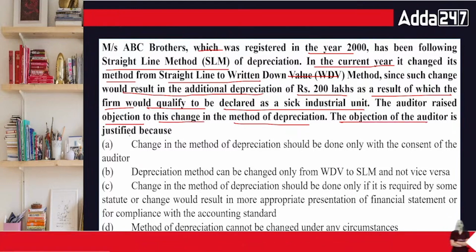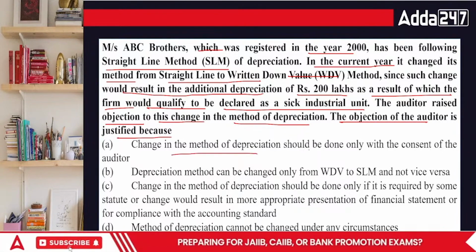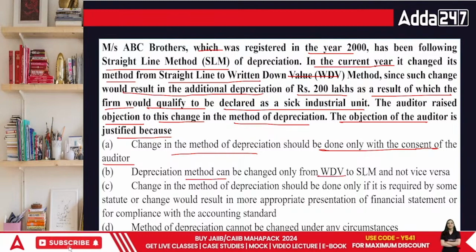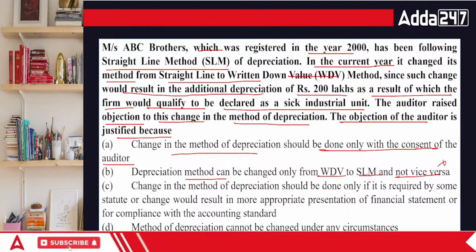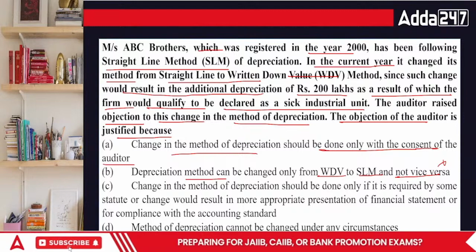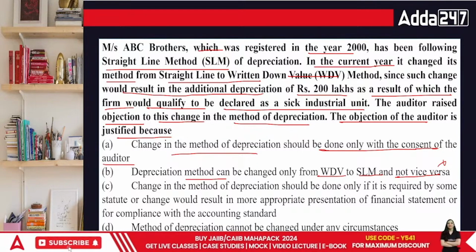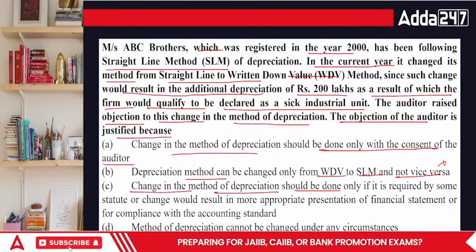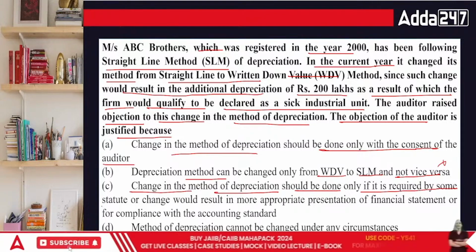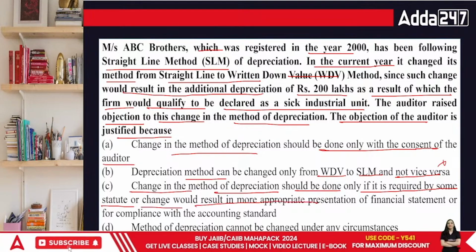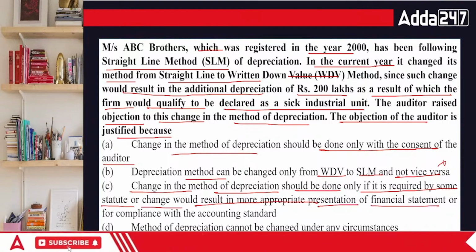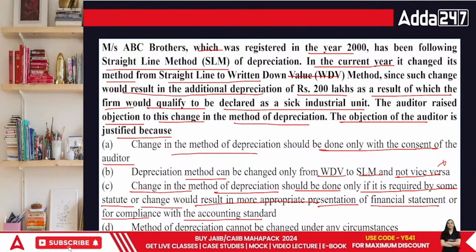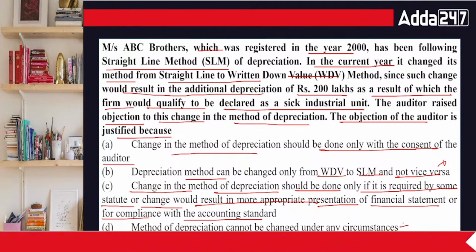The objection by the auditor is justified because change of method of depreciation should be only done with the consent of the auditor, or depreciation method can be changed from WDV to SLM, not vice versa. This is just not relevant. You can change your method as and when there is actually a requirement and it shows the true picture of your organization. Change in the method of depreciation should be done only if it is required by some statute, or change would result in more appropriate presentation of financial statements, or for compliance with the accounting standard. Methods of depreciation cannot be changed under any circumstances.